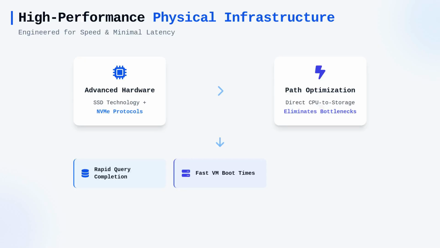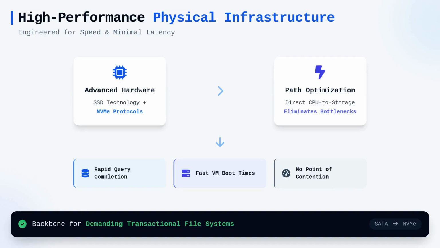When multiple throughput-heavy operations occur simultaneously, the low latency characteristic of this infrastructure ensures that the storage layer does not become a point of contention. This reliance on high-performance media is what allows these volumes to serve as the backbone for demanding transactional file systems that require immediate confirmation of write operations.